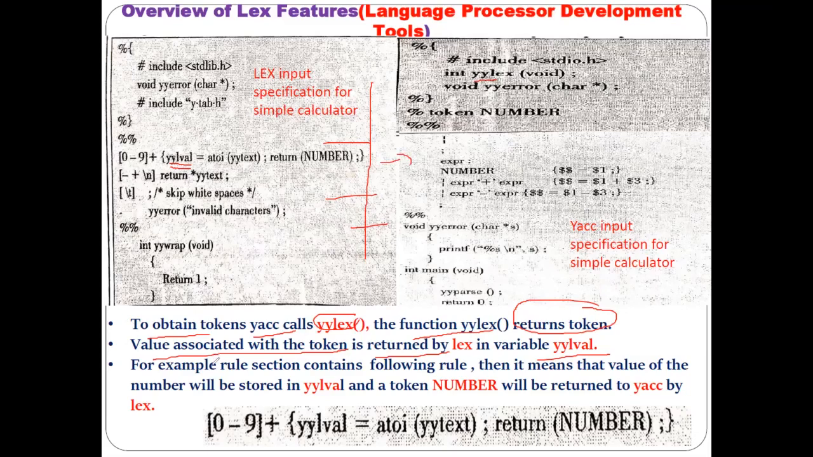Understood? For example, if you can see this rule, the rule section contains the following rule. It means that the value of the number will be stored in yylval. Whatever value is in this number will be stored in yylval, and the token number will be returned to the Yak by the lex. Understood? Whatever gets recognized here will be stored in yylval, and that will be returned as a number to the Yak.